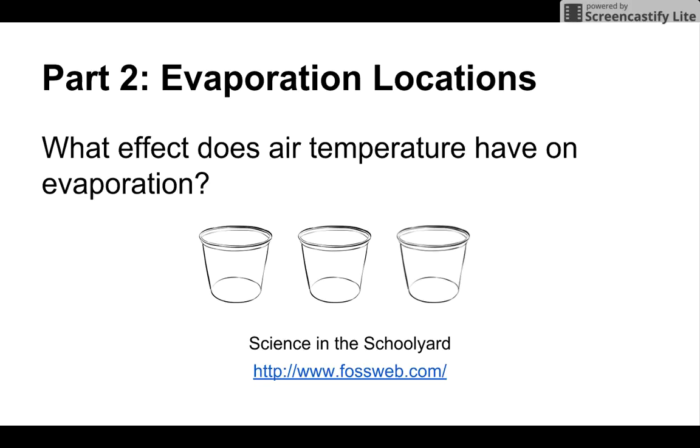In Part 2, Evaporation Locations, students investigate what effect air temperature has on evaporation. For this activity, students place cups of water in 4 evaporation locations and take air temperature readings in each location twice a day over the course of 4 school days. The first day of this activity will take 1 full class period to introduce and set up the investigation. Then you will need 5 to 10 minutes in the morning and 5 to 10 minutes in the afternoon over the next 3 days to check on the cups of water in each evaporation location.